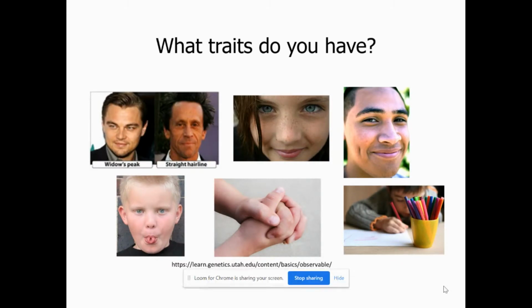So, what traits do you have? This is just kind of something for fun. And I mentioned that usually there is a dominant or recessive trait, but it's not following Mendelian genetics most of the time because of the complications that we talk about and some of the exceptions.